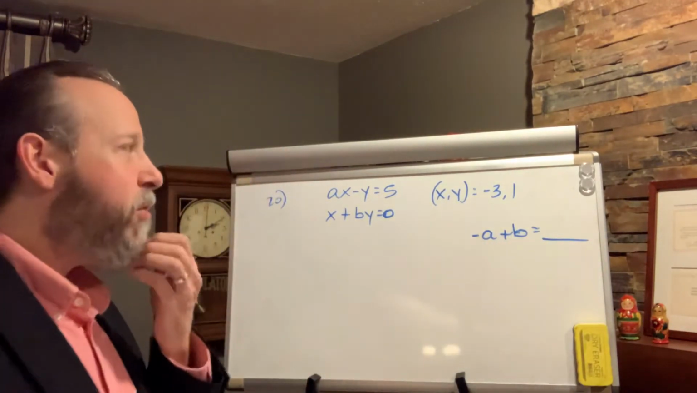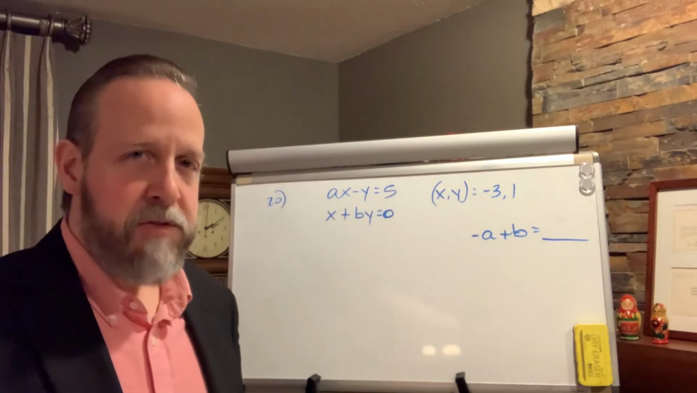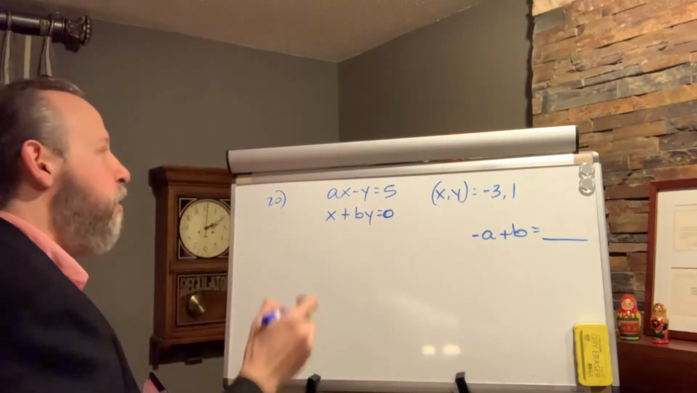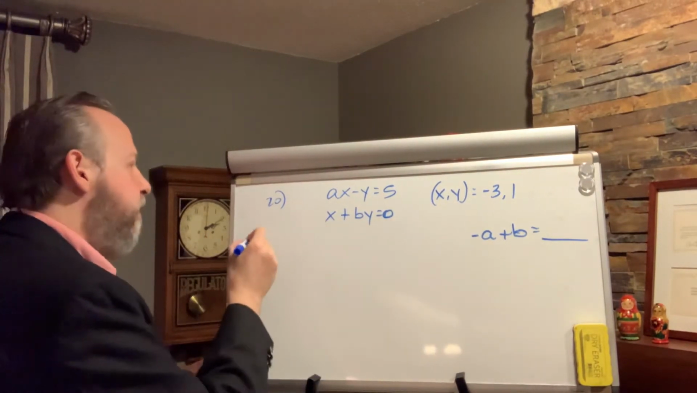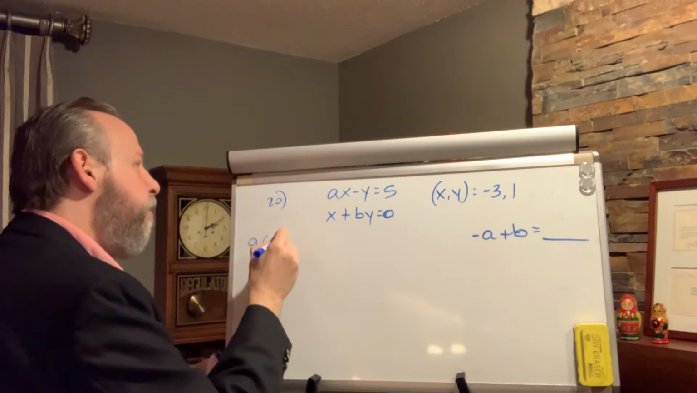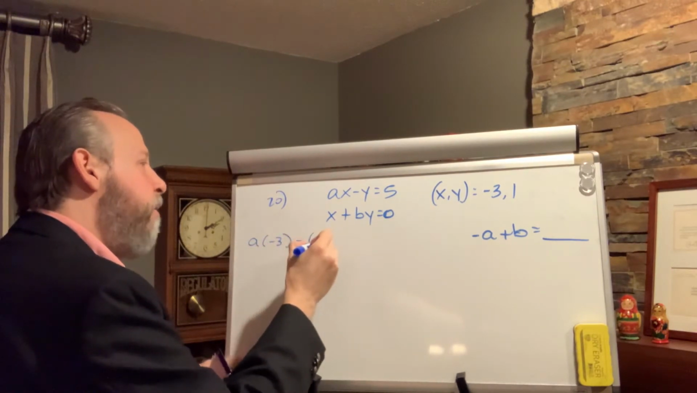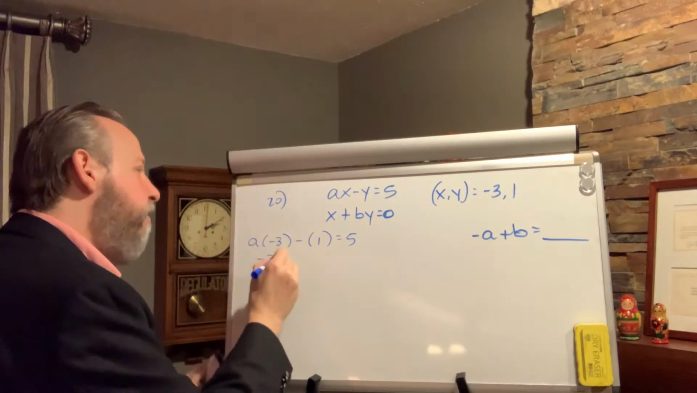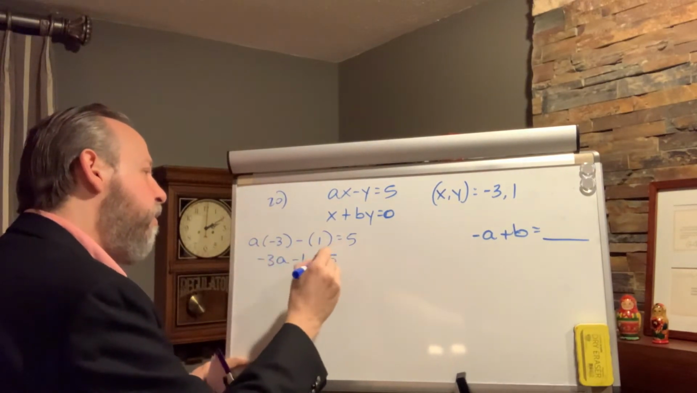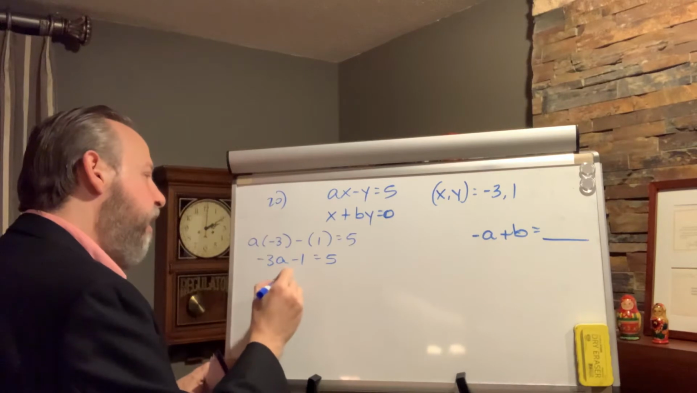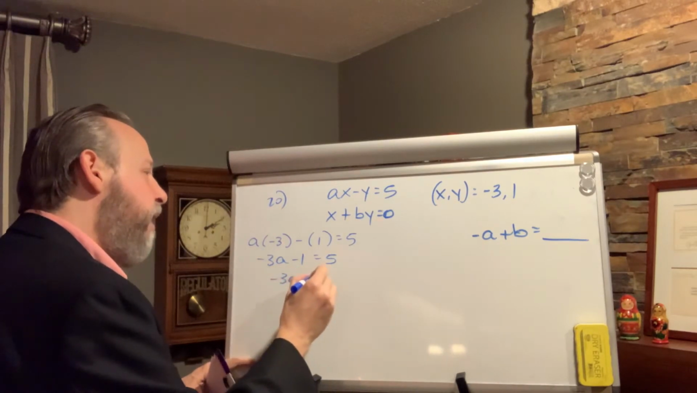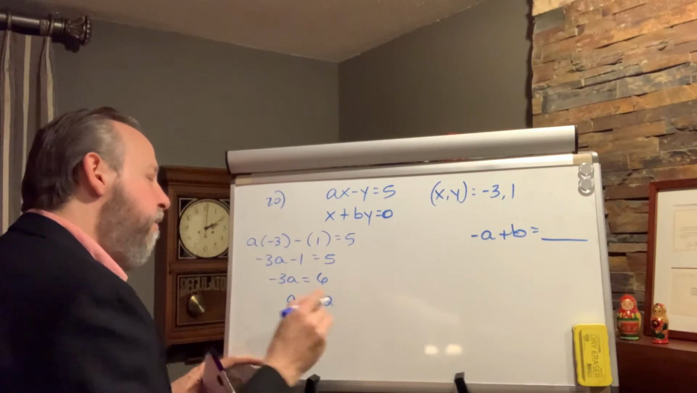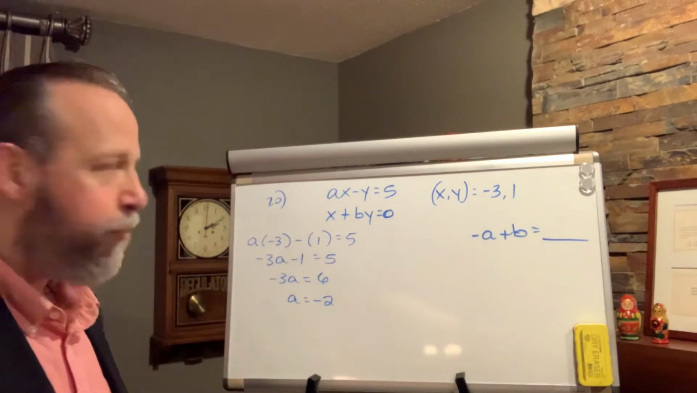So we have to use the fact that negative 3, 1 is the solution to the system so we could figure out what a and b are. So I'll do the first line first. Ax, that's a times negative 3 minus y, which is minus 1, equals 5. That's negative 3a minus 1 equals 5. Add 1 to both sides. Negative 3a equals 6. Divide by negative 3. A is the number negative 2.